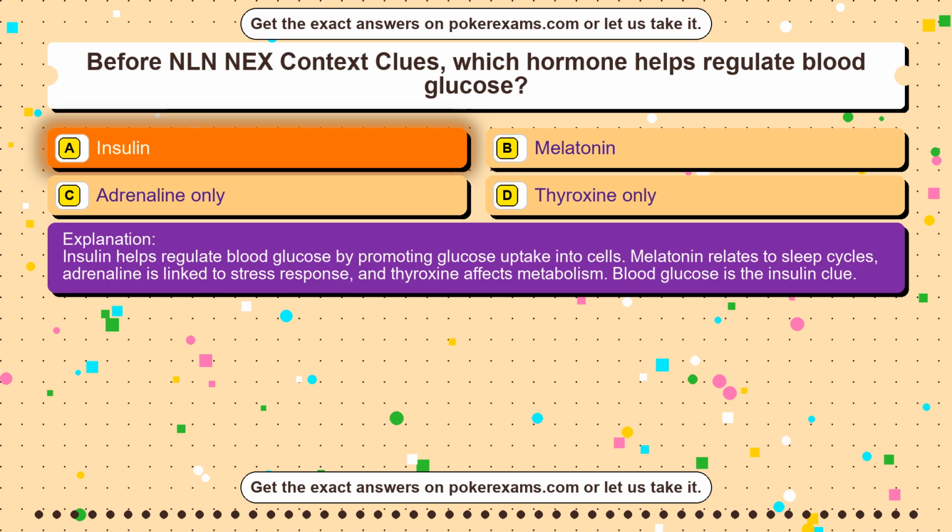Insulin helps regulate blood glucose by promoting glucose uptake into cells. Melatonin relates to sleep cycles, adrenaline is linked to stress response, and thyroxine affects metabolism. Blood glucose is the insulin clue.